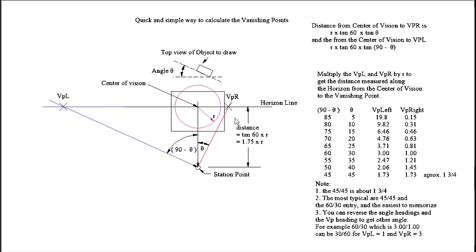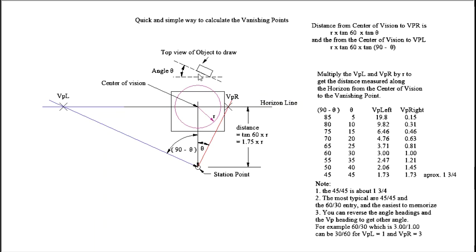And this distance is basically the radius of our cone of vision times the tangent of 60 degrees, and the tangent of 60 degrees is approximately 1 3/4. Then what we do is we take any of these lines that we've got. So on this side of the building, we draw a line starting at the station point that's parallel and go up to where it crosses the horizon line, and that gives us a vanishing point.